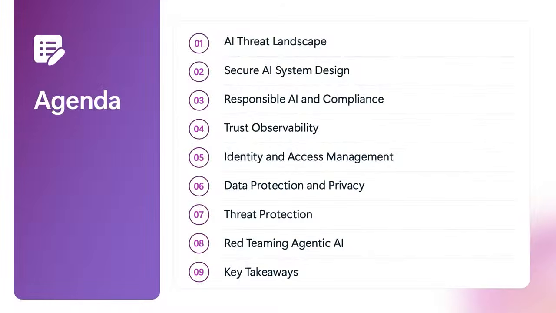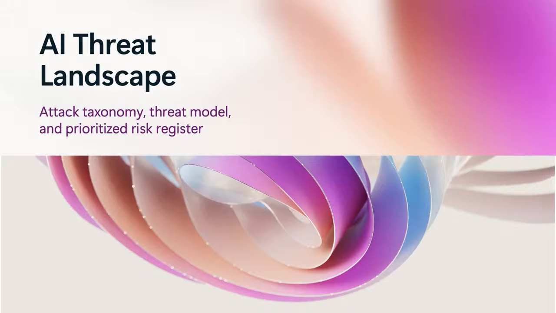Today, we will move through these 9 sections. We start with the threat landscape to frame the problem, then build each defensive layer: secure system design, responsible AI, observability, identity, data protection, threat protection, and red teaming, before we end with our key takeaways. Each section relates to each other, so by the end, you will see how these layers work together as a complete security framework. Let us begin by understanding the threat landscape.